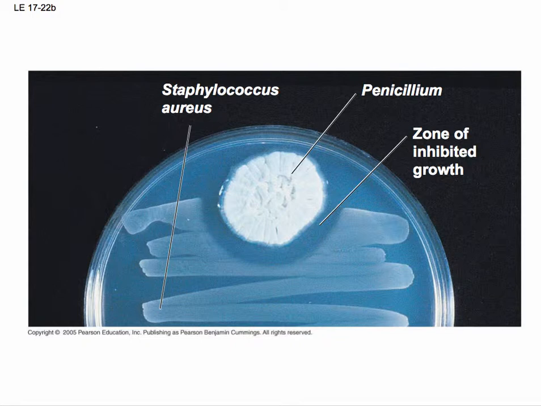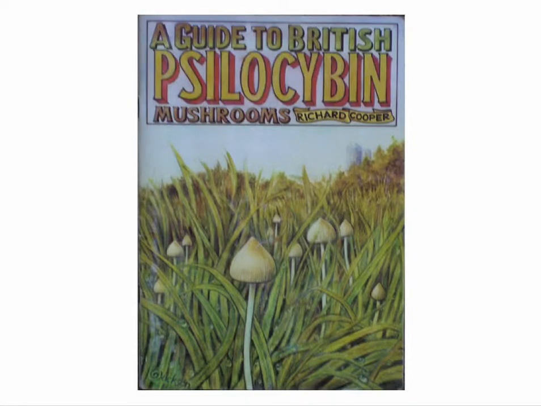Another relationship between fungi and people, speaking of drugs, is that some fungi produce hallucinogenic compounds. So here is a field guide to British psilocybin mushrooms. So if you think shrooms, this is what we're talking about here. I didn't think there were enough of these different species to warrant a field guide, but apparently there is.